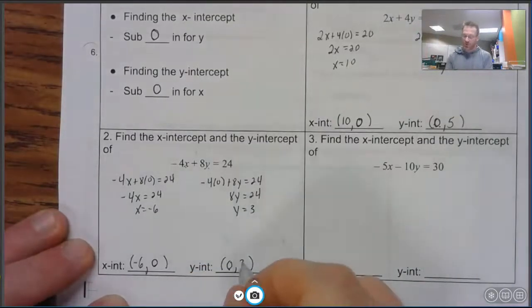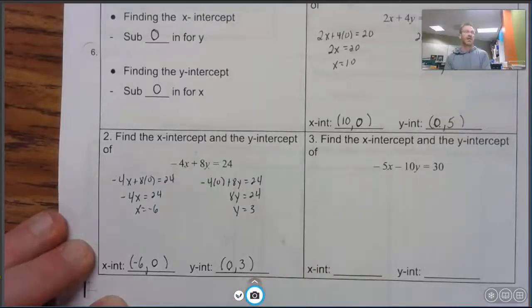And if you don't know those multiplication facts, you don't have to take out your calculator. Do 8 times 1, 8 times 2, 8 times 3, and see till you get to the number that you want. So there's my x-intercept, there's my y-intercept.